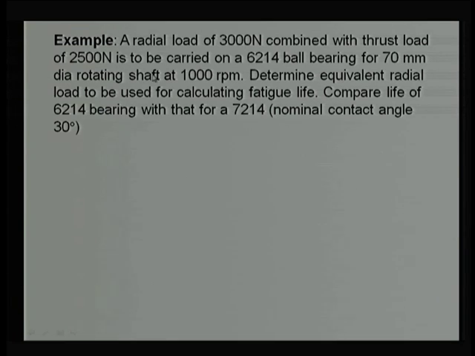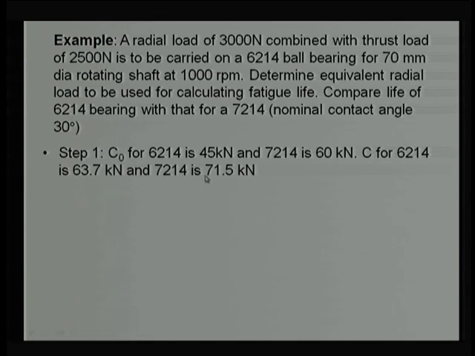Naturally V will be equal to what? Determine the equivalent radial load to be used for estimating fatigue life. First we need to find the equivalent radial load, that's equal to P. Compare the life of this 6214 bearing with that of the 7214 bearing, the angular contact bearing, where the contact angle is 30 degrees. That means whatever we choose from the catalog, we need to choose for the 30 degree contact angle.